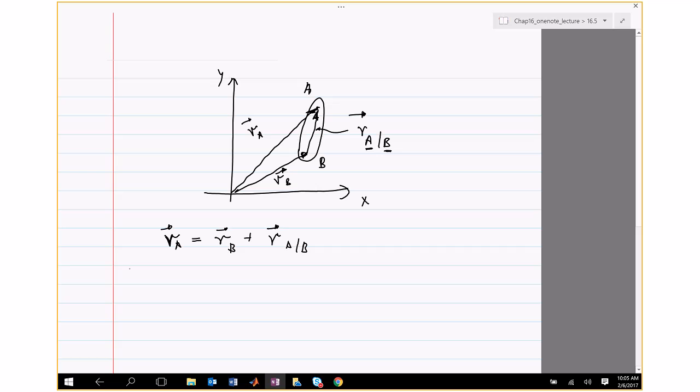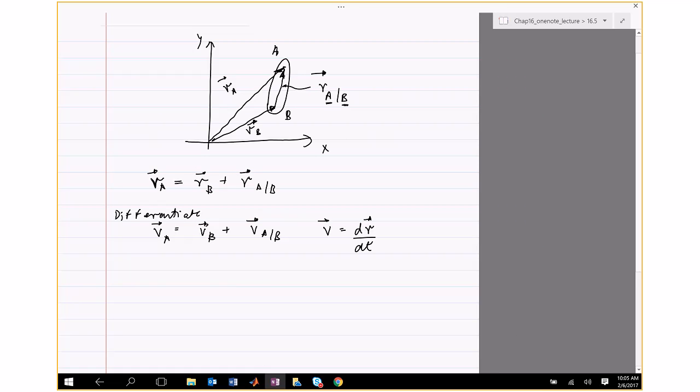So if you differentiate this with respect to time, what you get is VA is VB plus VA with respect to B, where V is going to be dr with respect to dt. Okay, so this is a formula we've seen before, it's nothing new. However, in this case we are doing motion of a body as opposed to a particle.